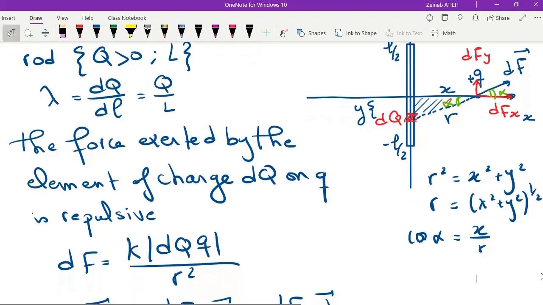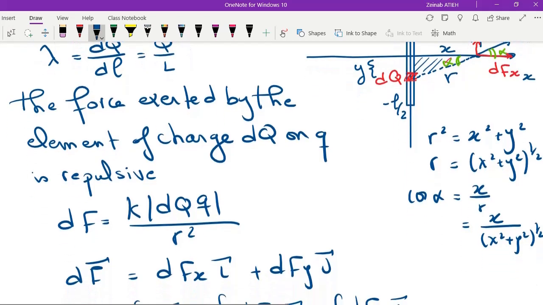I can write it this way so it's equal to x over x squared plus y squared to the power half, or radical as you like. Sine alpha is equal to opposite over hypotenuse, so it's y over r. So sine alpha will be y over x squared plus y squared to the power half.